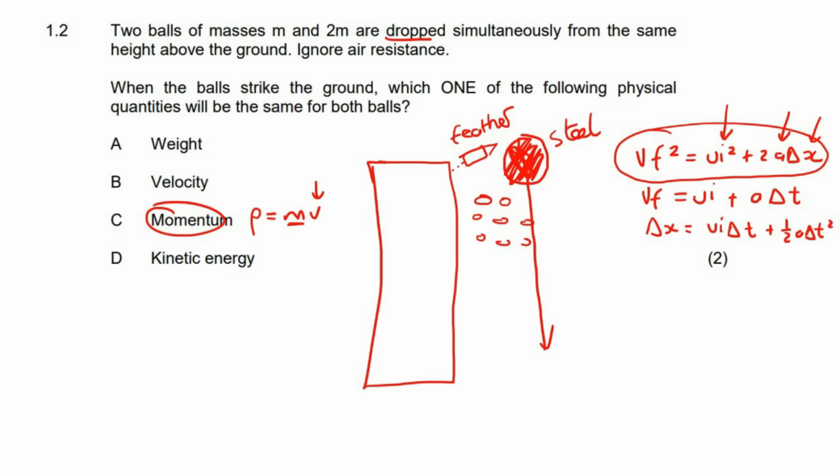So the heavier object will have a larger momentum. Okay, so it can't be that one. And then what about the weight? Well, the weight is equal to mg, so that won't be the same because m is different for both objects, and kinetic energy is half mv squared. So once again, the masses are not the same, but the velocities will be the same, so the kinetic energy will be different. So the answer for this one is B, which is velocity.